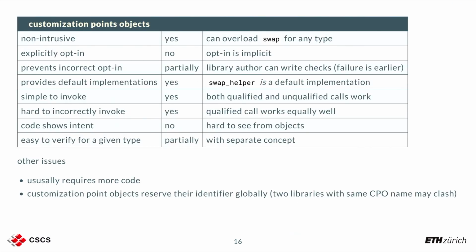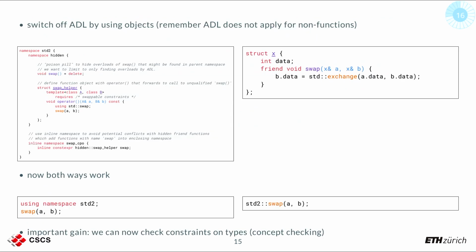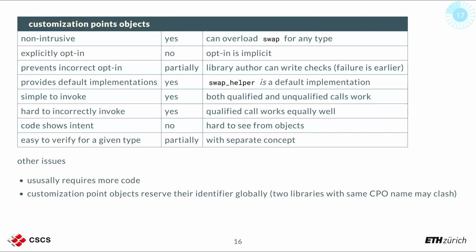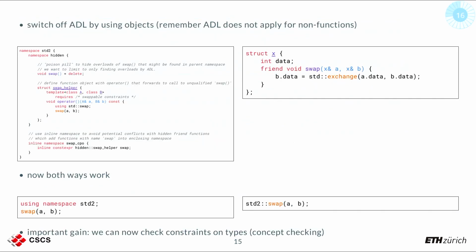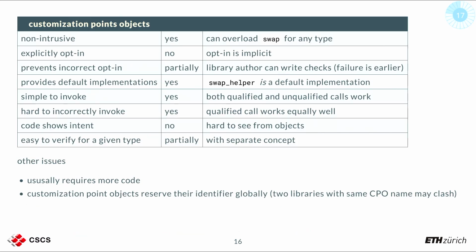With a separate concept, as I said, we can verify some things about the type and put constraints. But as you have seen, it requires a lot of code that you have to repeat every time you do new things. And more importantly, this thing, swap, or what you would call foo, or whatever your function is that you want to be able to customize, is now globally reserved for all time. If you use this library with another library which also has a name swap in there, there's a problem, and those two things will clash.